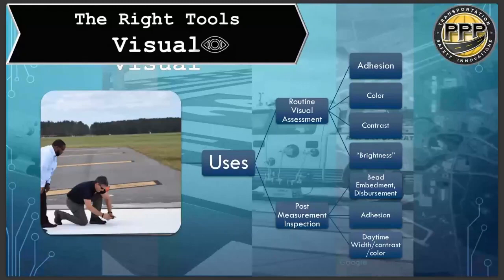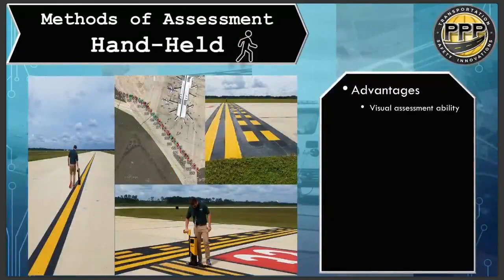Then we go to the handheld. The advantage of the handheld unit is that at the same time that you're operating it, you have the opportunity for a visual assessment. You can get back down and take a look at it. And if you see a low measurement, you can look at it right then. It is a numerical assessment, so it's not subjective. It actually gives you an exact reading in millicandelas per meter squared per lux.